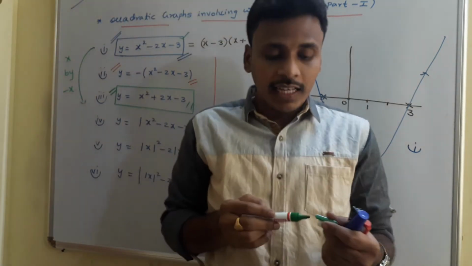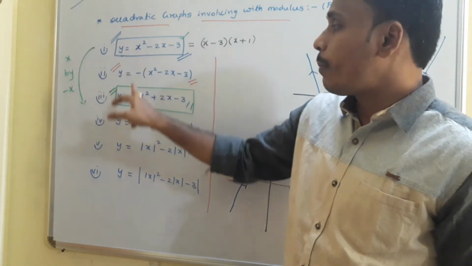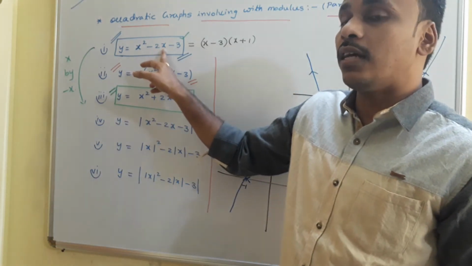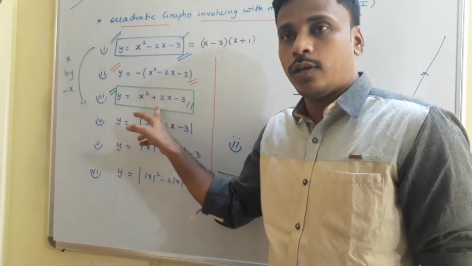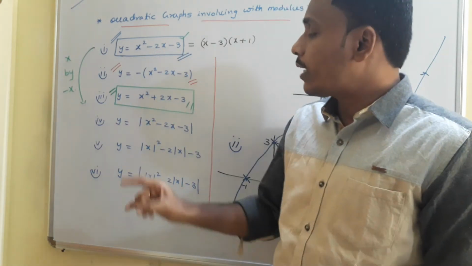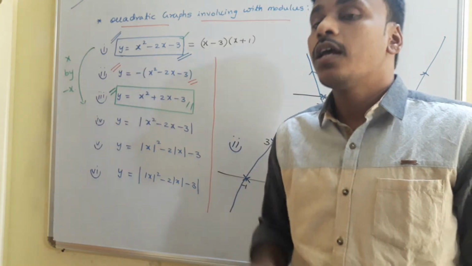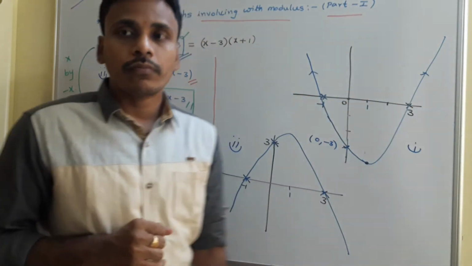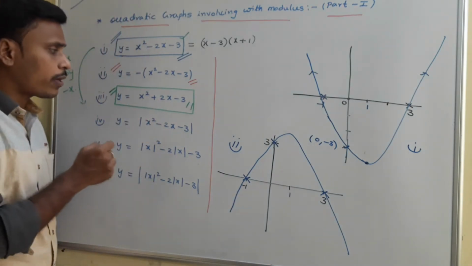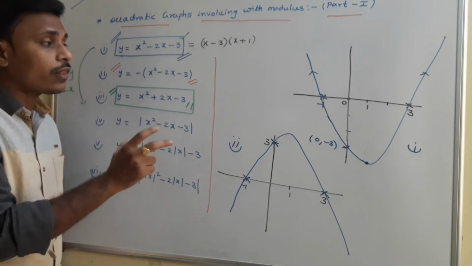When you replace x with minus x in the first expression, x square is x square itself. If you replace x with minus x here, this minus 2x will become plus 2x and minus 3 stays minus 3. So you will get this third expression just by replacing x with minus x in the first one. With that idea, if you wish to sketch the graph of y equals x square plus 2x minus 3, we need to replace x with minus x.